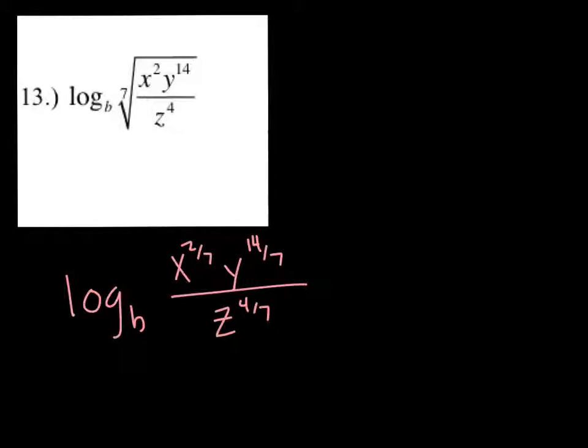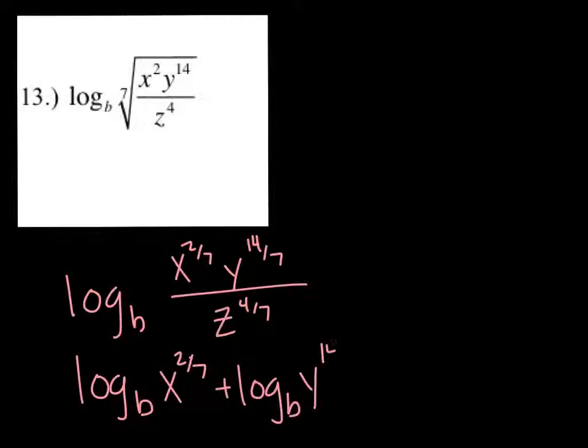So if you're dividing by z to the 4/7, then that's what you're subtracting. You subtract the z to the 4/7 part. So again, x, y, and z all need a log. So this is going to become log base b of x to the 2/7 plus log base b of y to the 14/7, and then we're going to subtract log base b of z to the 4/7.